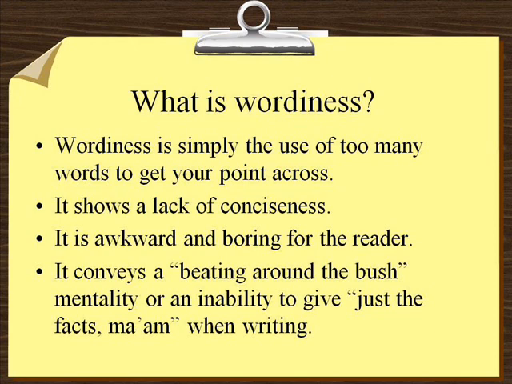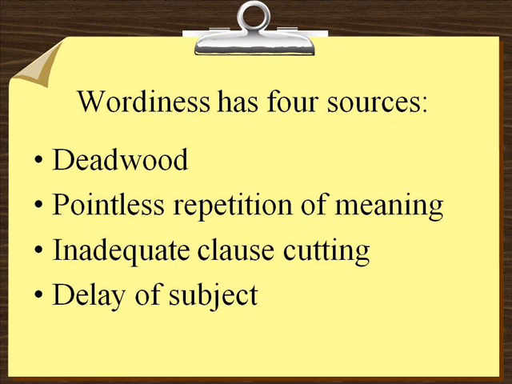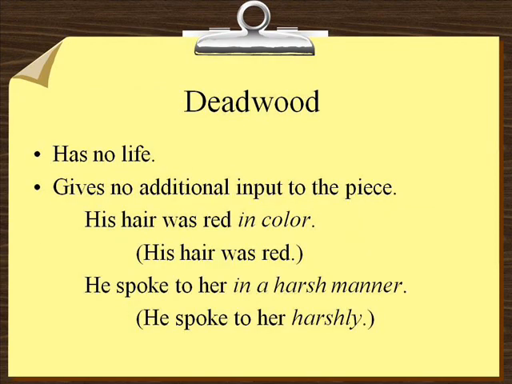Your book lists 4 sources of wordiness: Deadwood, pointless repetition of meaning, inadequate clause cutting, and delay of subject. The first of these, Deadwood, is just what it sounds like. It refers to words in a sentence that have no life and do not add anything useful to your work. In the first example here on the screen, you see that the word red is a color, so you do not need to say both red and in color. You can just use red, as in, his hair was red. Choose one or the other.